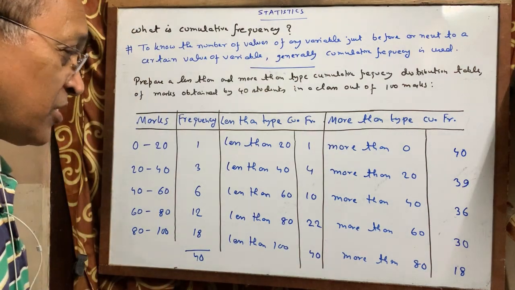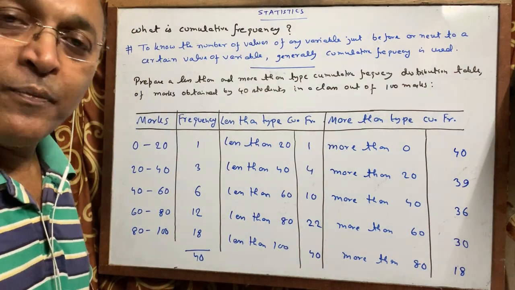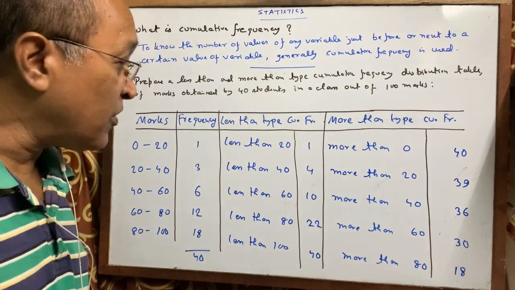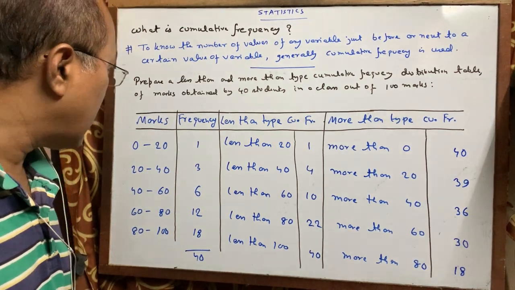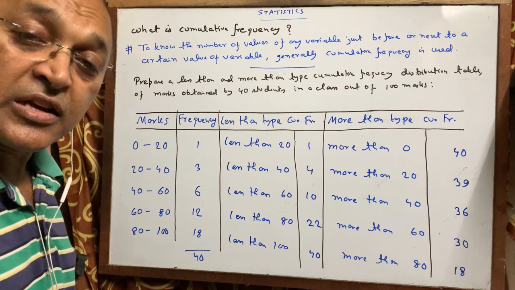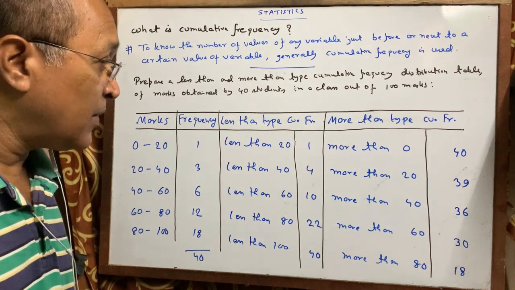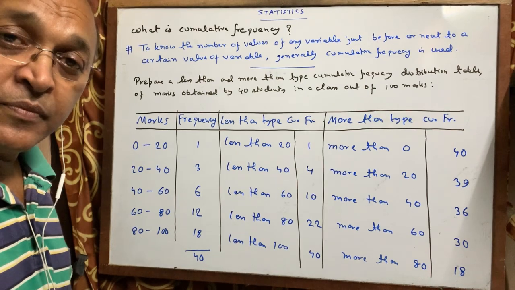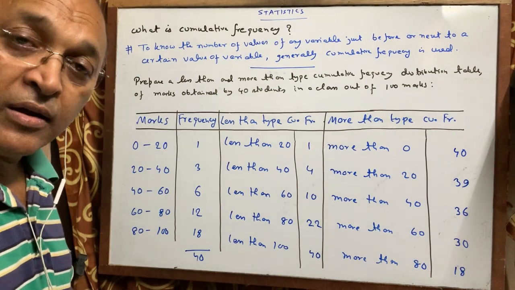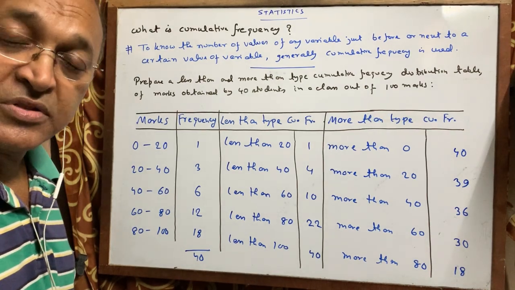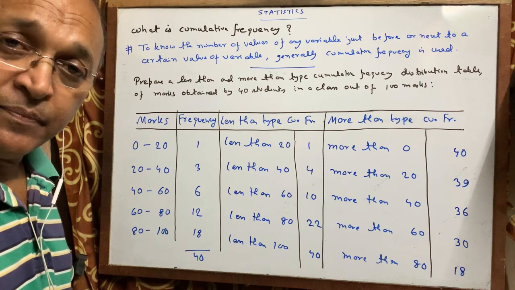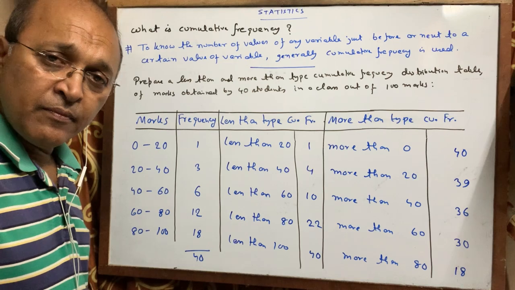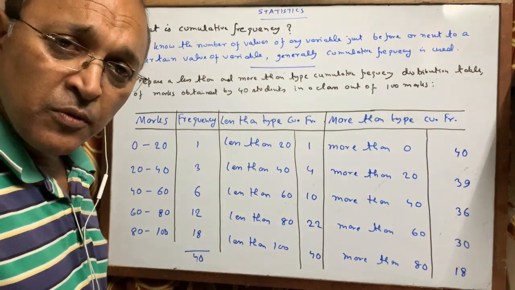So my dear students, try to understand how, from the frequency distribution table, when class interval and frequency are given, to find the less than type cumulative frequency and how to find the more than type cumulative frequency. Okay, not hard at all, right? I'll be back soon with another problem.